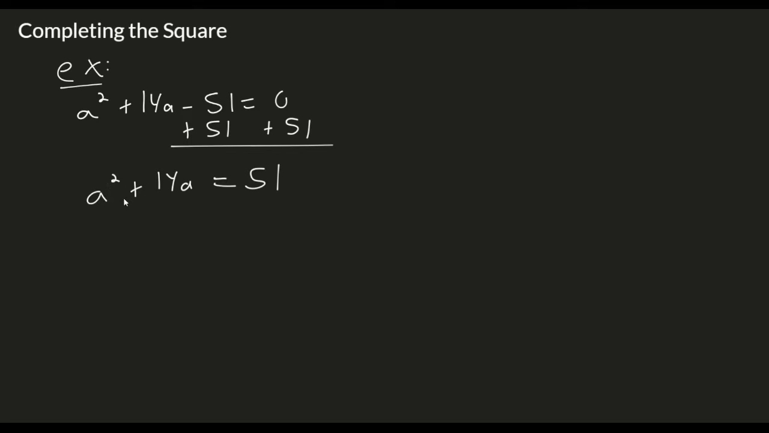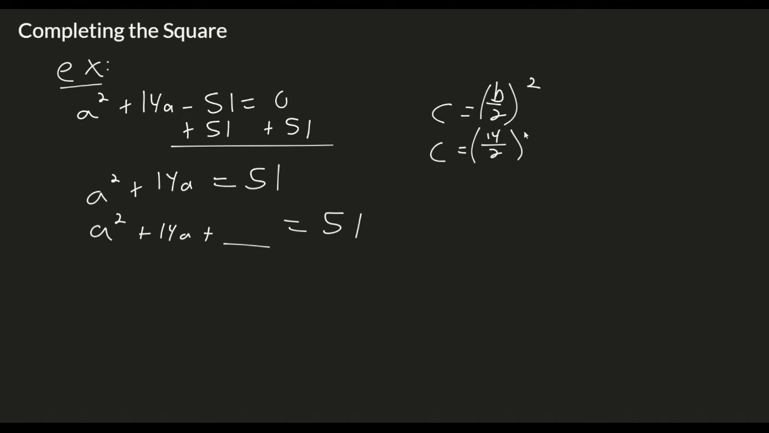Notice that on the left side we have the start of a quadratic expression: a squared plus 14a. It'd be nice if we had a c value that we could add in here so that we could complete the square. And that's going to be equal to 51. So what is that c value? If you recall, c is equal to b over 2 squared. b in this case is 14, divided by 2 squared, so that's 7 squared, or 49.